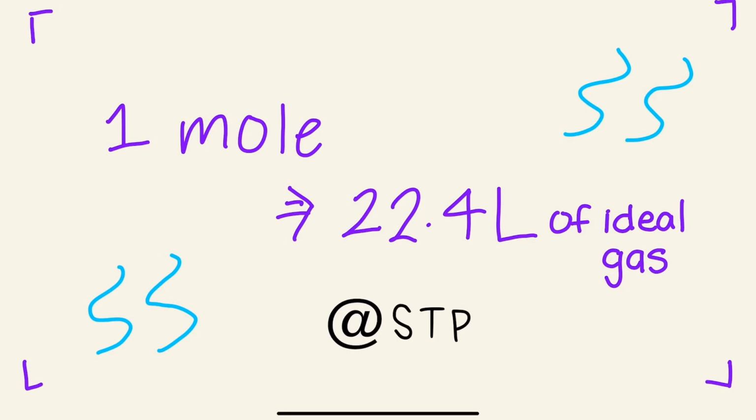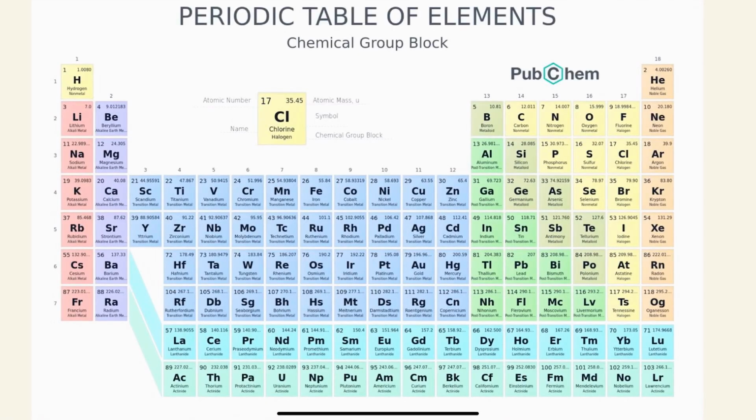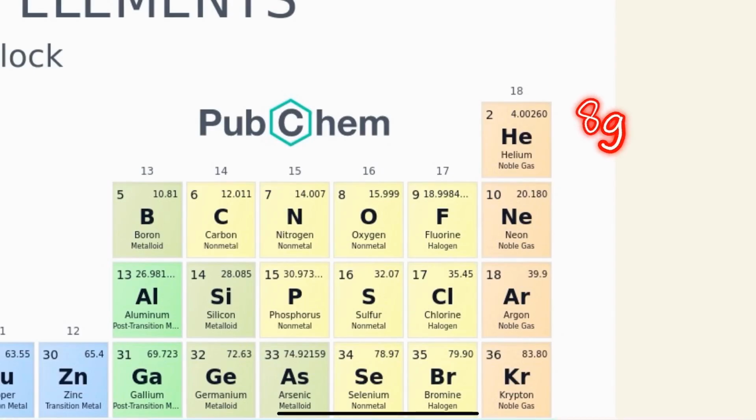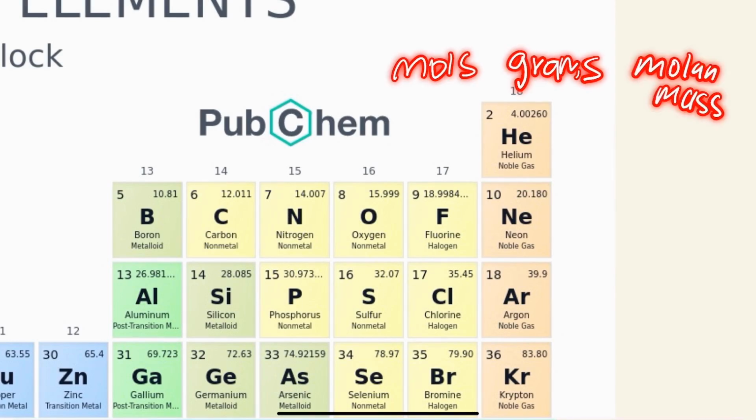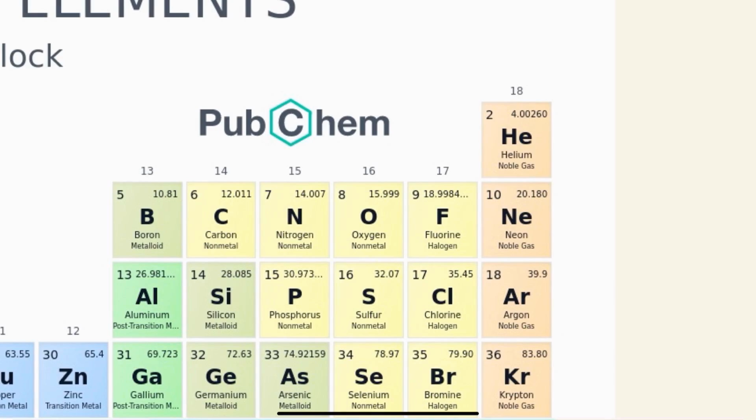Another ratio you should know is that in 1 mole there are 22.4 liters of ideal gas at standard temperature and pressure, or STP. Earlier, we also talked about molar mass, or how many grams are present in 1 mole of an element. Well, if we're given a certain number of grams and divide it by molar mass, we should end up with how many moles are in that sample. So we can switch between moles, grams, and molar mass. If we have at least 2 of these 3 pieces of information, moles, grams, and molar mass, we should be able to switch between all of them.